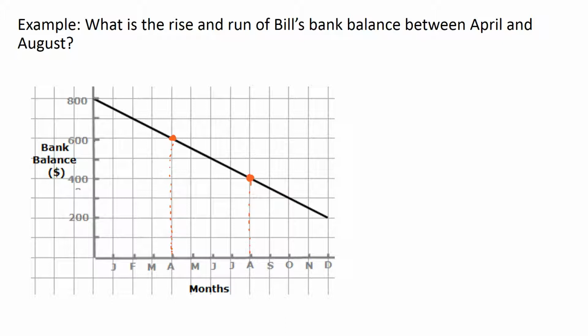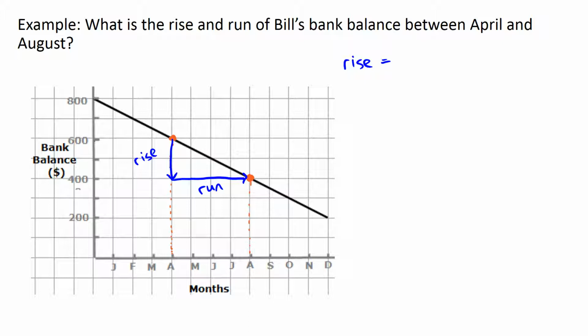We can start by seeing that our rise is actually going to be a fall. We drop in y value from 600 down to 400. That's our rise, which should be a negative number. And then our run is the distance going from April to August in terms of the number of months. There's our run. So let's start with the rise. We can either just eyeball this and figure out the difference between 600 and 400, or if we want, we can use subtraction to help us calculate something like this.